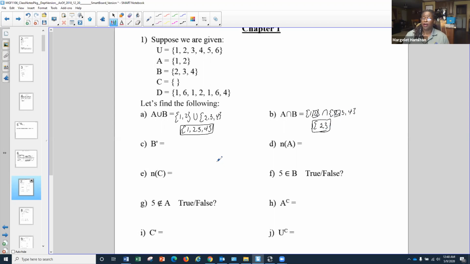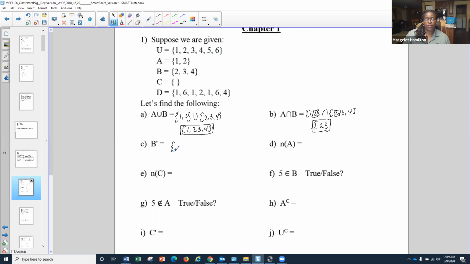All right, how do we feel about it? It's pretty straightforward once we know the definitions. Again, you have to know what you're talking about so you can know what you're looking for. C, we're looking at B complement. So remember, complement means what's not in B. So now we know what's in B. Now, based on the universal set, what it tells us it has, what's missing from B. That's what we're looking for.